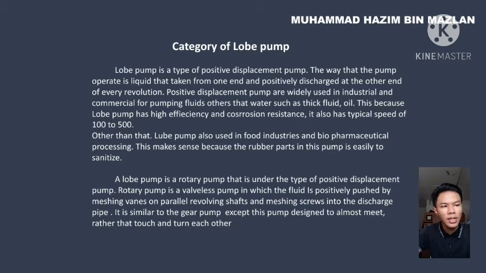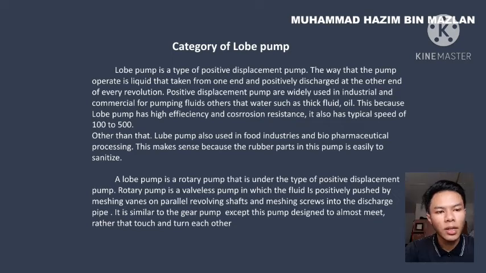It also has a typical speed of about 100 to 500 RPM. Other than that, the lobe pump is also used in the food industry and biopharmaceutical processing. This makes sense because the rubber part in this pump is easy to sanitize.